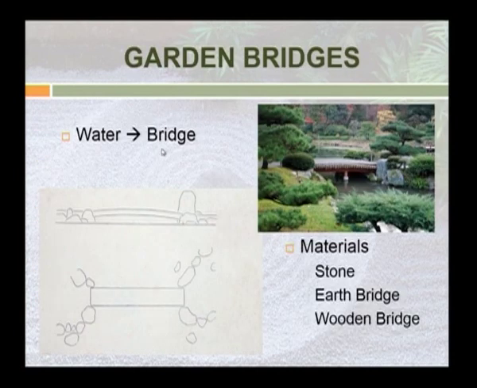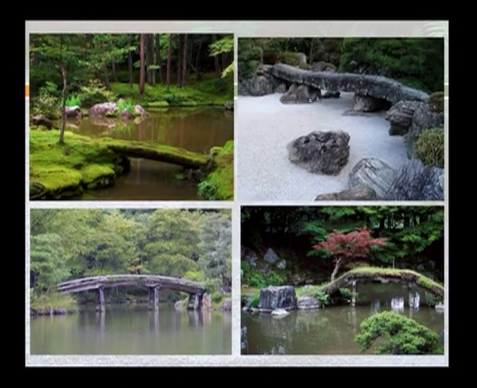Since water is an important element, garden bridges also become an important element in Japanese gardens. Garden bridges were constructed with different materials. We can find stone bridges, earth bridges and wooden bridges in Japanese gardens. We can find both flat and arched bridges. Earth bridges are basically wooden bridges, but they are covered with earth. For aesthetic purposes, generally at the end of the bridges, we can find a stone or a shrub, as we can see here. And most of these bridges have no railings.